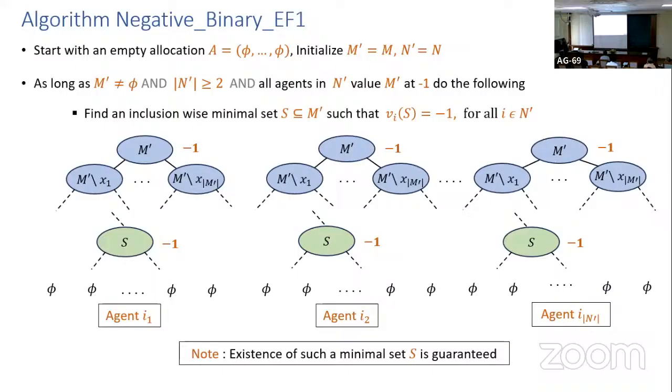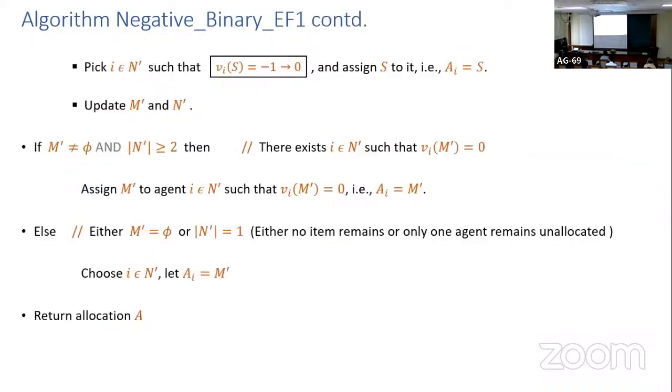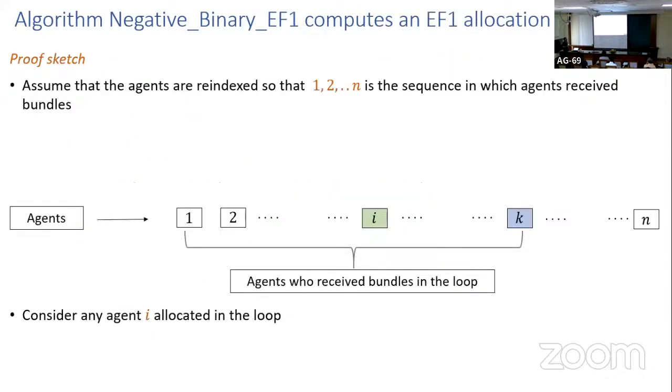If for all the agents, M prime is not valued at -1, that means there is some agent who values M prime at 0. So in that case, you assign M prime to that agent. And the last condition is when we have no items remaining or we have only a single agent remaining, you just assign the remaining subset to it. So we'll see now why this algorithm gives us an EF1 allocation.